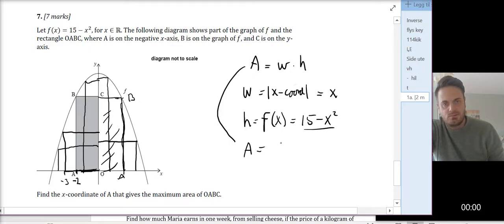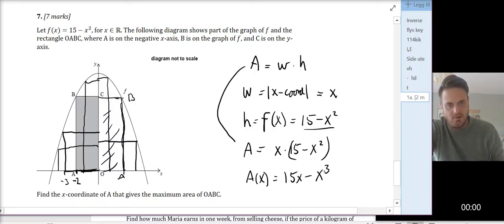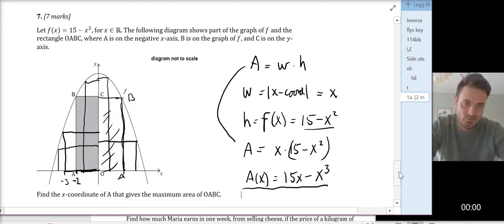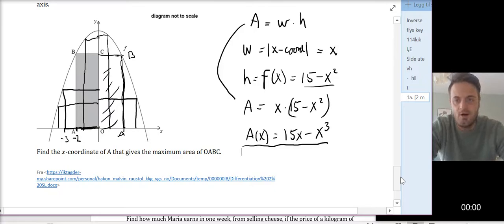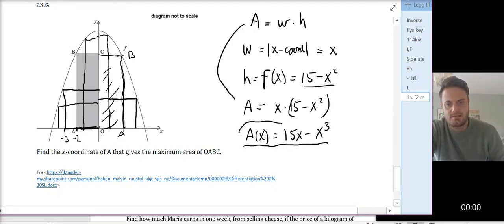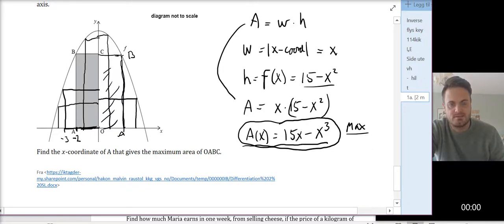So then we can find the area of this rectangle. It's the width, which is x, times the height, which is 15 minus x squared. So we get that A of x, we can write now, is 15x minus x to the power of 3. This we call the area function. This is a function which gives us the area of this rectangle. And we want to maximize this area, this function, so we have to find the maximum point of this function here.